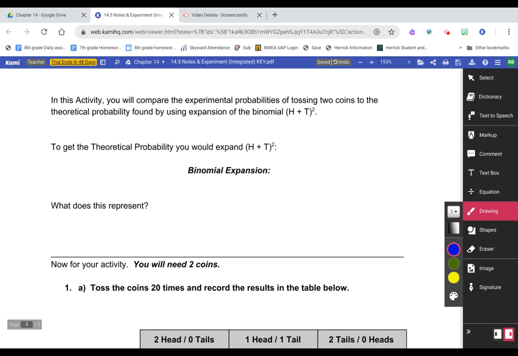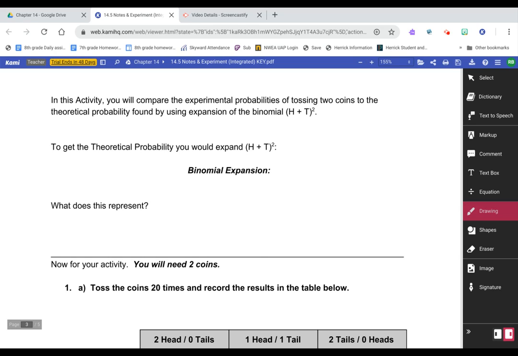You are now going to move on to the activity, which will be what you're going to do for the rest of the day. In this activity, you will compare the experimental probabilities of tossing 2 coins to the theoretical probability found by using the expansion of the binomial (h plus t) squared. H is going to represent heads, t will represent tails. So in this experiment, you're going to need 2 coins.